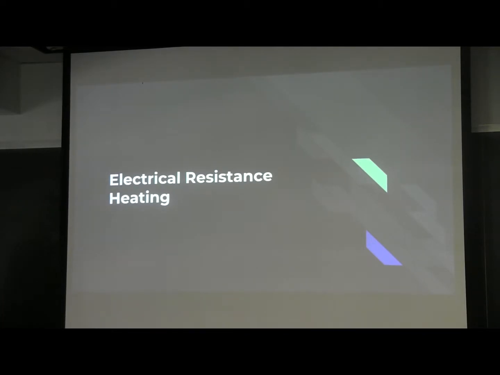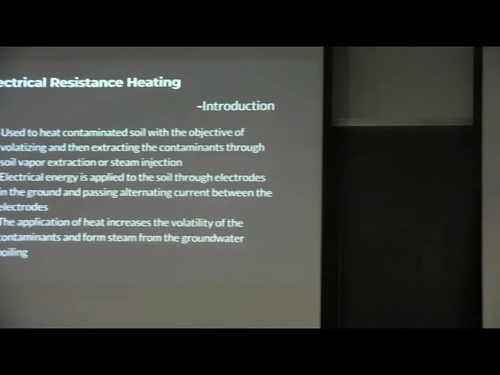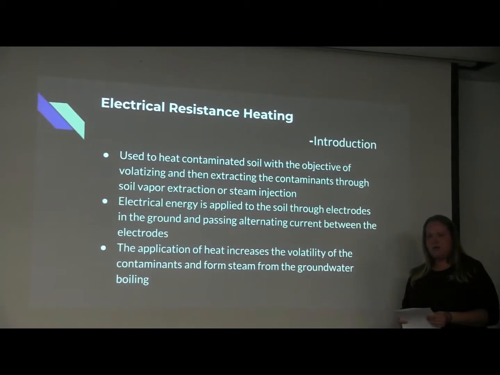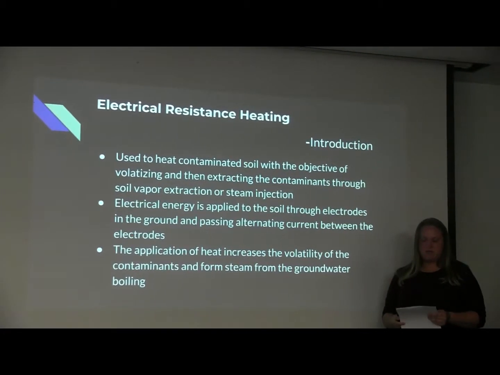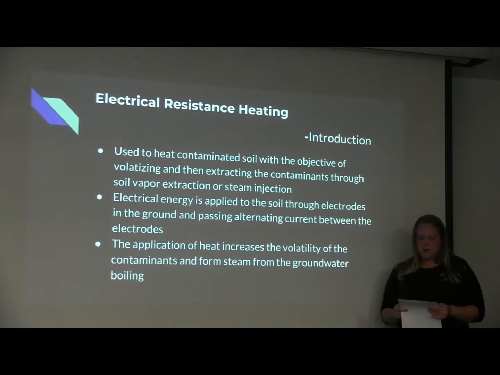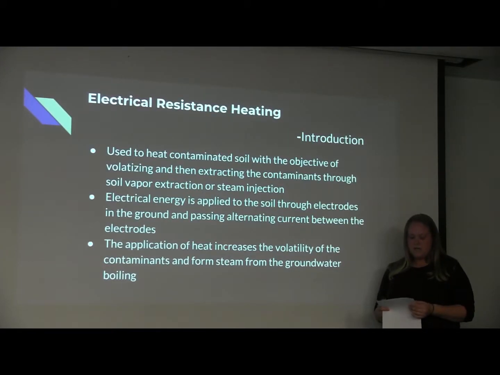So the first one that we're going to look at is called electrical resistance heating. So for introduction, usually it's used to heat contaminated soil to a high enough temperature to increase the volatility of the contaminants. Energy is then applied through electrodes into the ground while passing alternating current through the soil and water. And that may induce the groundwater to boil and then create steam.